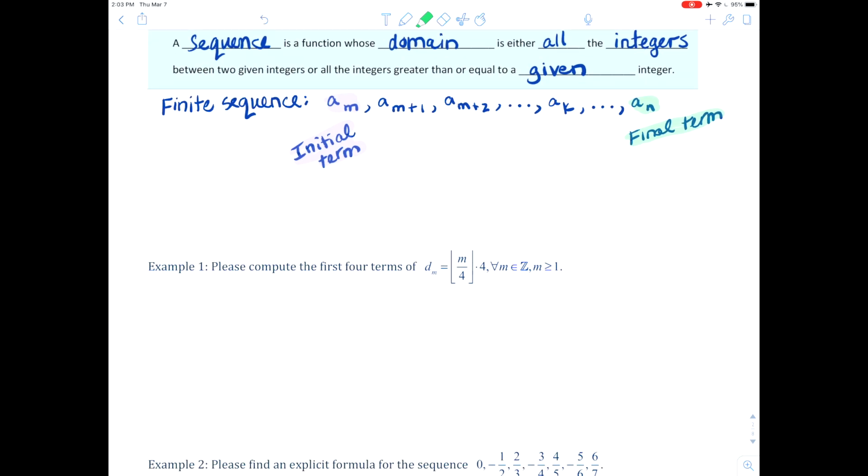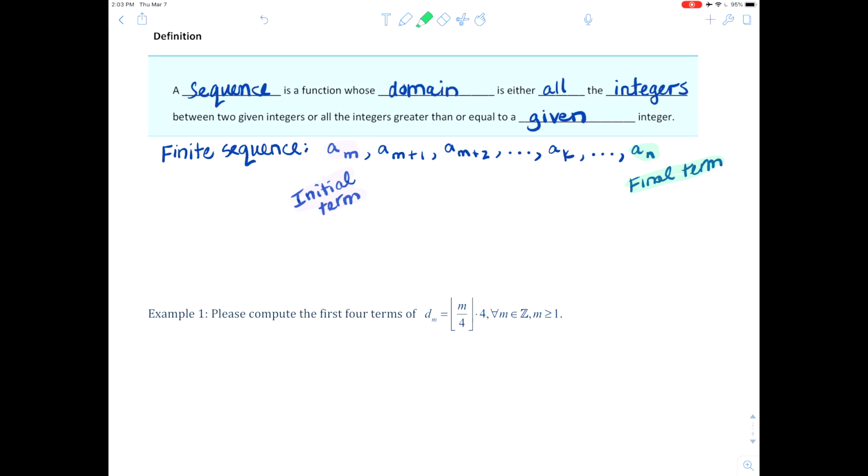So these are finite, and each of the outputs, remember, are terms. So each of what I have listed here are the terms of the sequence, all right? So they're all terms. Now, an infinite sequence has some starting input, right? Our a sub m would be our initial term, right? But here you just keep going, right? And you have some general term. You could call it AK, AN, whatever.